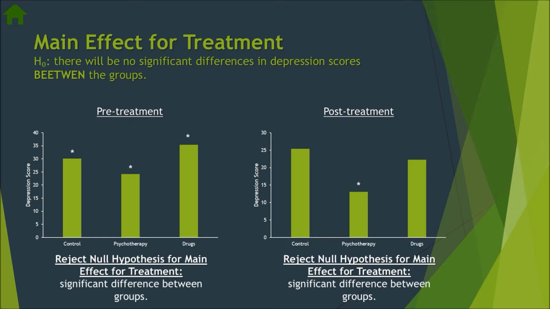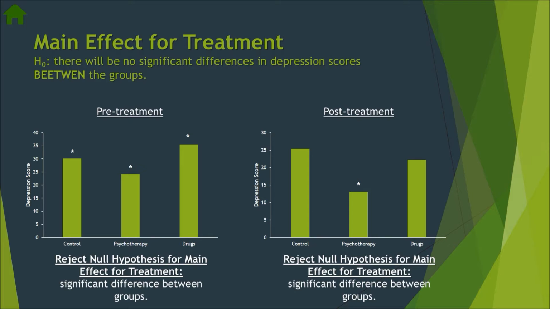For the post-assessment, from the figure, we can see that the psychotherapy group was the only group that was significantly less depressed than all the other groups. There was no difference between the control and drugs group. However, if you compare both these figures, at pre-assessment the control and drugs groups were significantly different to each other. However, in post-assessment, they're not.